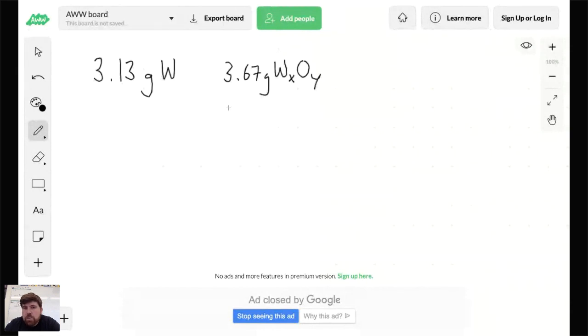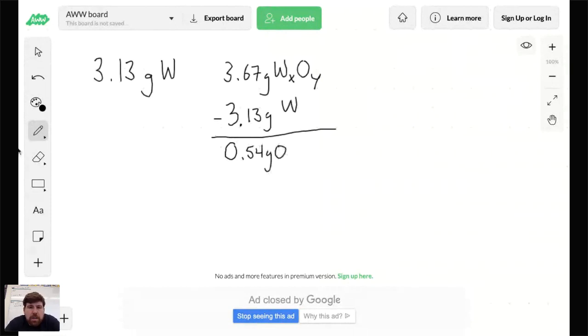We know that when a certain amount of this combusted, it got heavier, meaning that 3.13 grams of this compound is tungsten, and therefore the rest is oxygen. All we have to do to determine how much oxygen is in it is subtract. And this should get us 0.54 grams of oxygen. Cool. So now that we know the mass of tungsten and the mass of oxygen, all we have to do is convert each of these values to moles. By doing so, we find the mole ratio in which tungsten and oxygen come together.